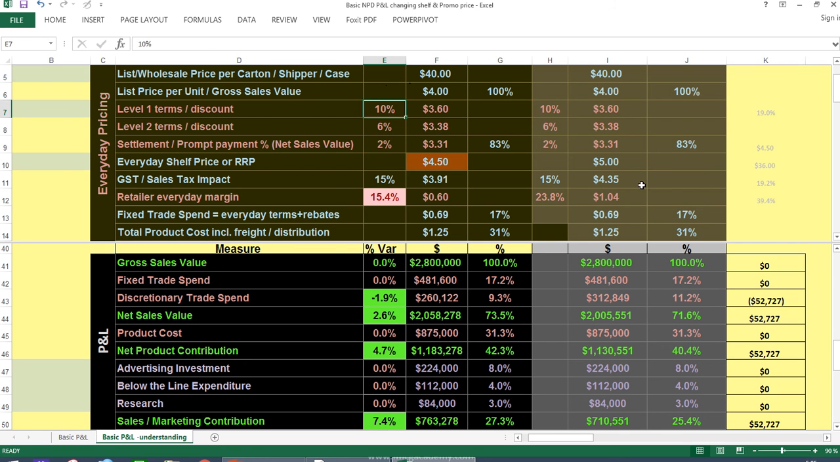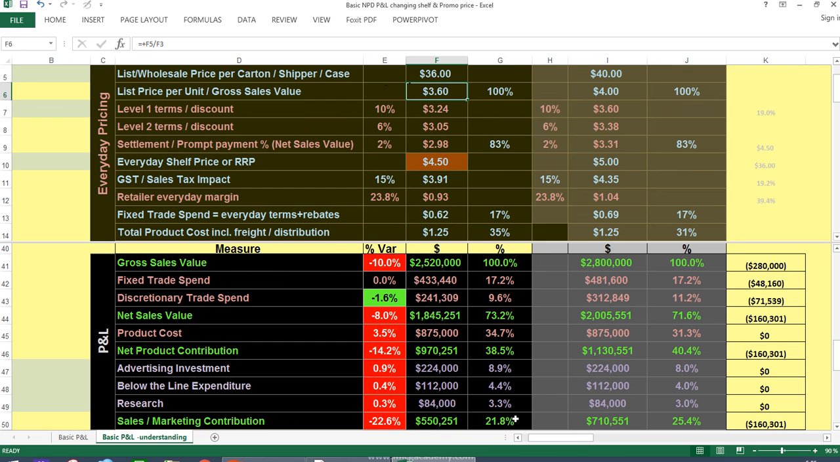So to get them to 23.8, there are two ways you can do it. One, you increase the discount structure. I've already calculated these numbers before. At 19%, you go back to 23.8. Most organizations are not comfortable changing that. You might say, okay, I'll drop the list or wholesale price per carton. So you'll drop that by 10% to $36. And bang, we are back at 23.8%.